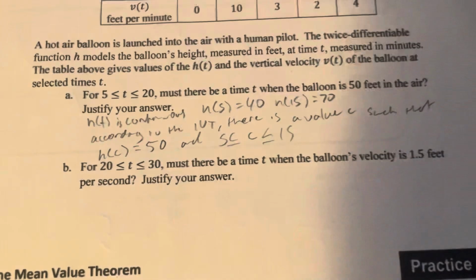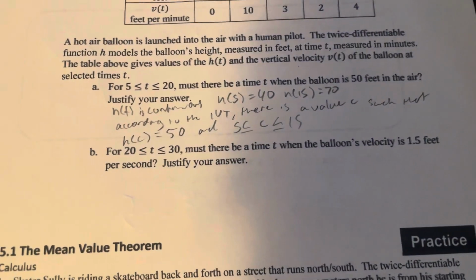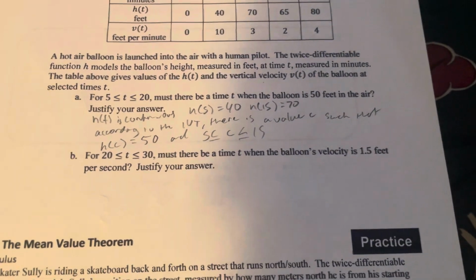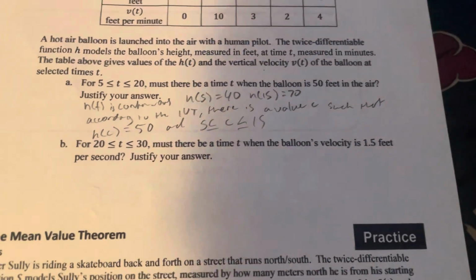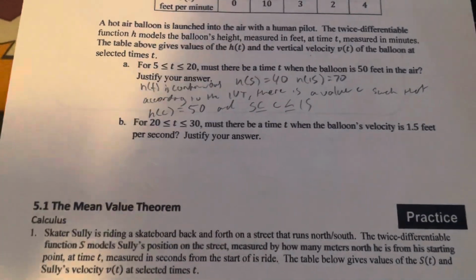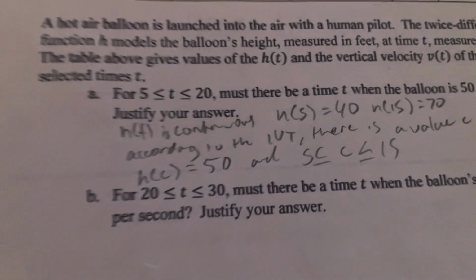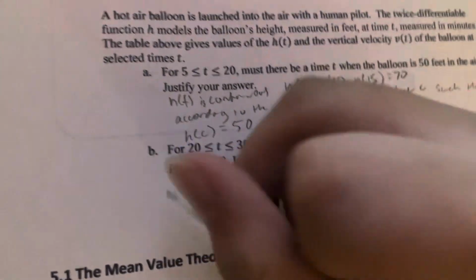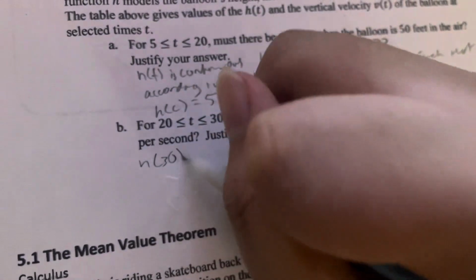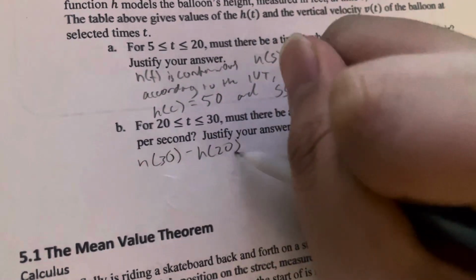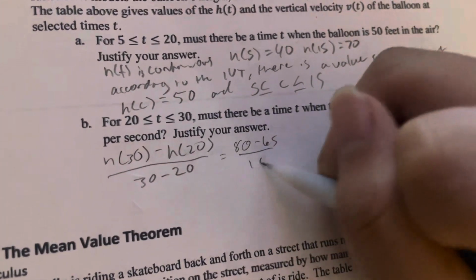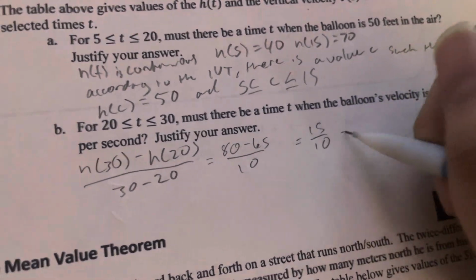B, for 20 is less than or equal to t is less than or equal to 30, must there be a time t when the balloon's velocity is 1.5 feet per second? Justify your answer. This is the MVT. So we could just do h of 30 minus h of 20 over 30 minus 20. And this is 80 minus 65 over 10, which is 15 over 10, which is 1.5.